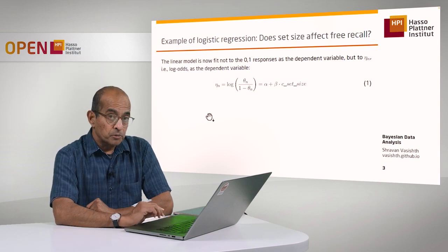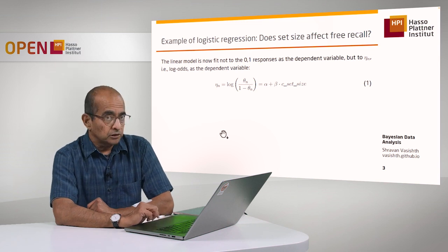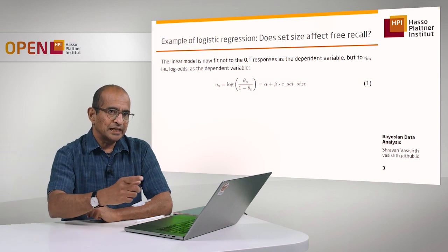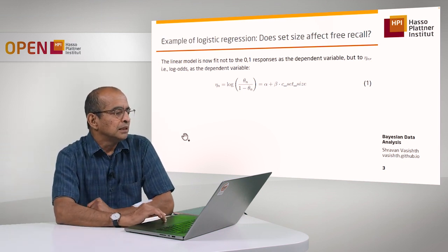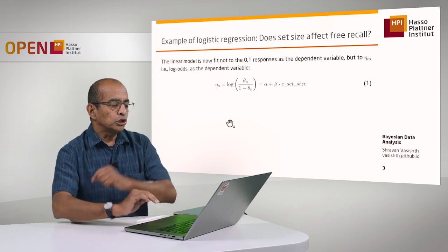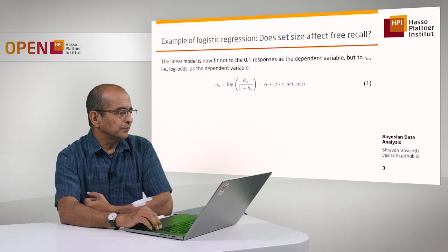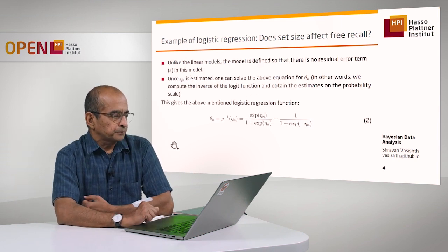We are going to model the probabilities in the Bernoulli likelihood, right? And we are not fitting the model to 0-1 responses, even though the software that you use may actually do that. But internally, the model is doing something different. And so what we are going to do is model the effect of set size on the log odds rather than on probability, okay? All right, so how do we proceed?